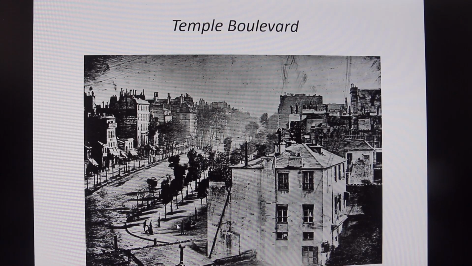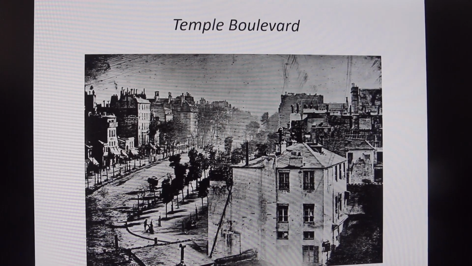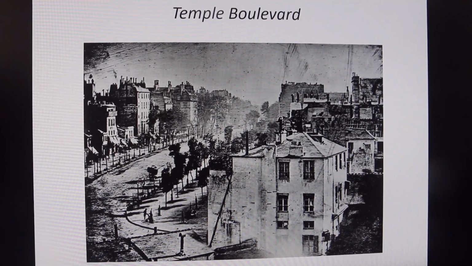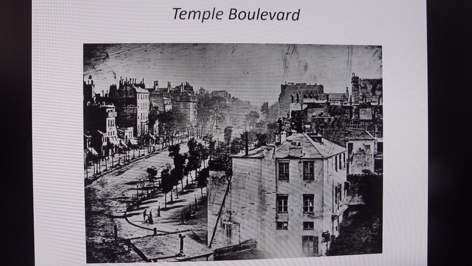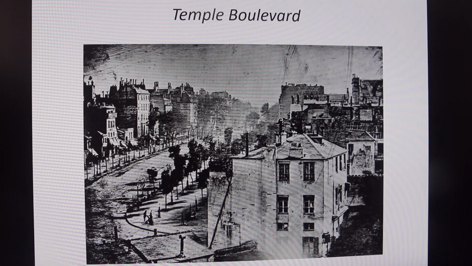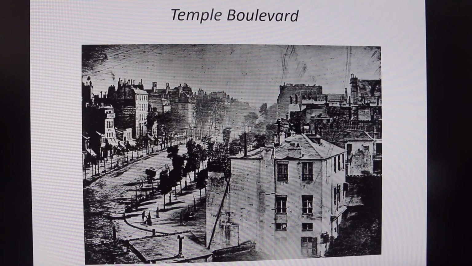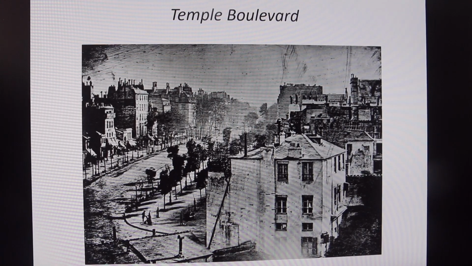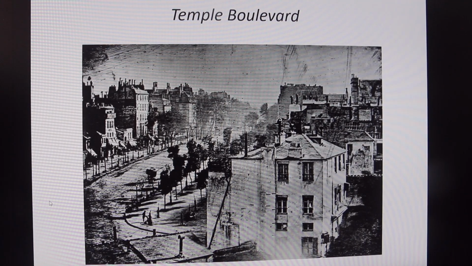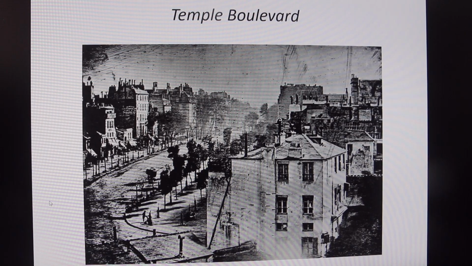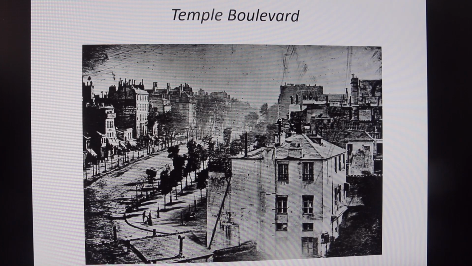Well, it's not because there was no one there on Temple Boulevard that day that Daguerre took this picture. In fact, there were probably quite a few people there. Paris was the third largest city in the world at that point. But there's no way to freeze motion yet, and so motion is not caught. So anybody moving, you couldn't see them on this image.